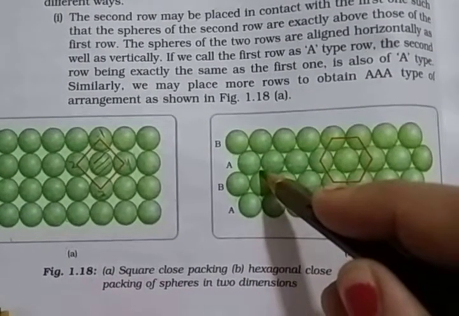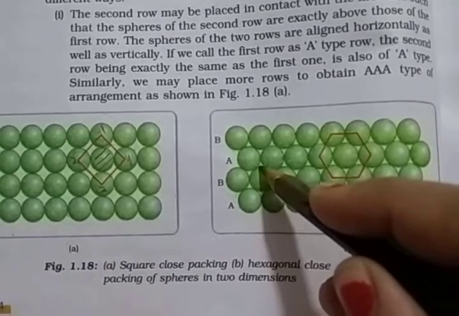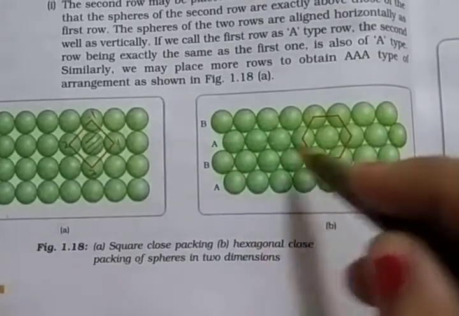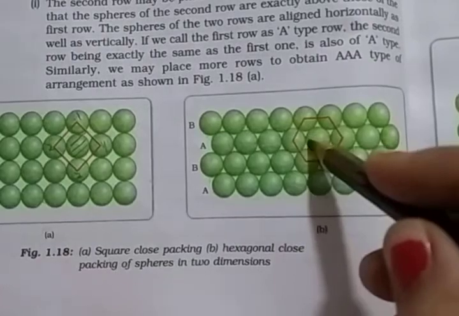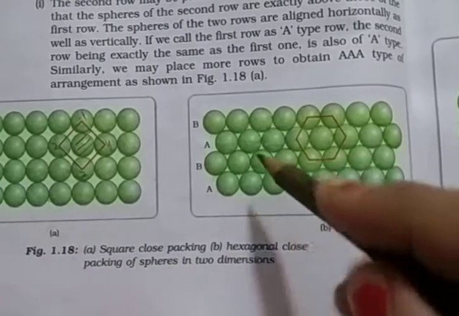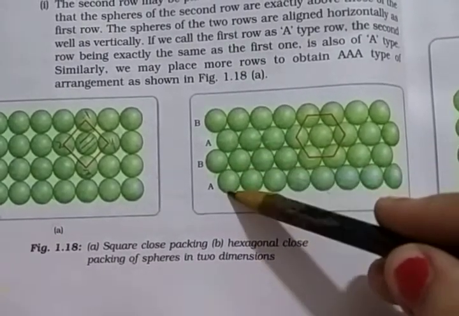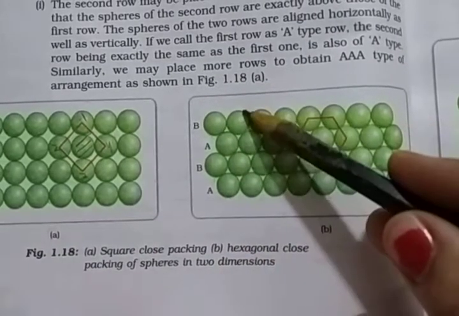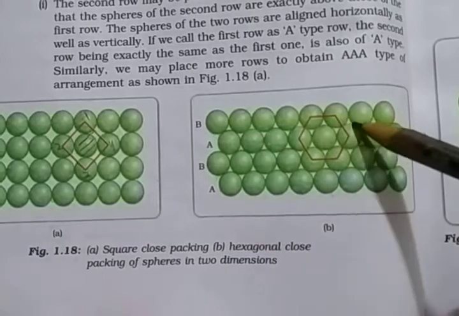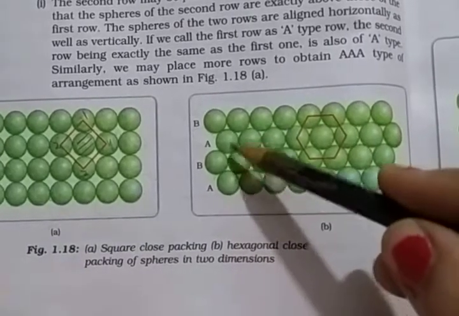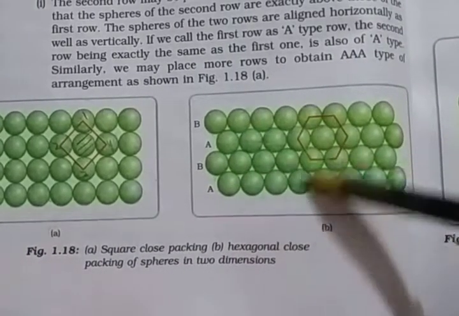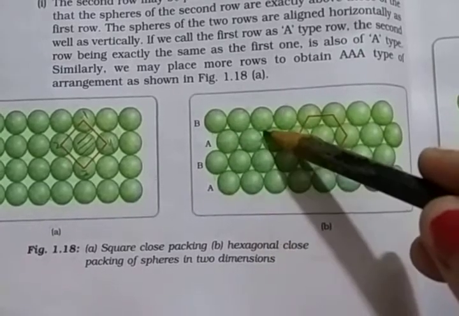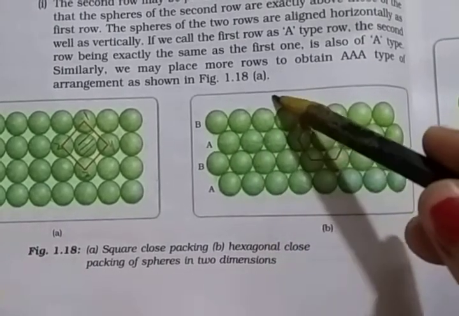The third row is placed adjacent to the second in a staggered manner, so its spheres are aligned with those of the first layer, and similarly the fourth row will be aligned with those of the second row. So A, B, A, B. This arrangement is of A, B, A, B type.